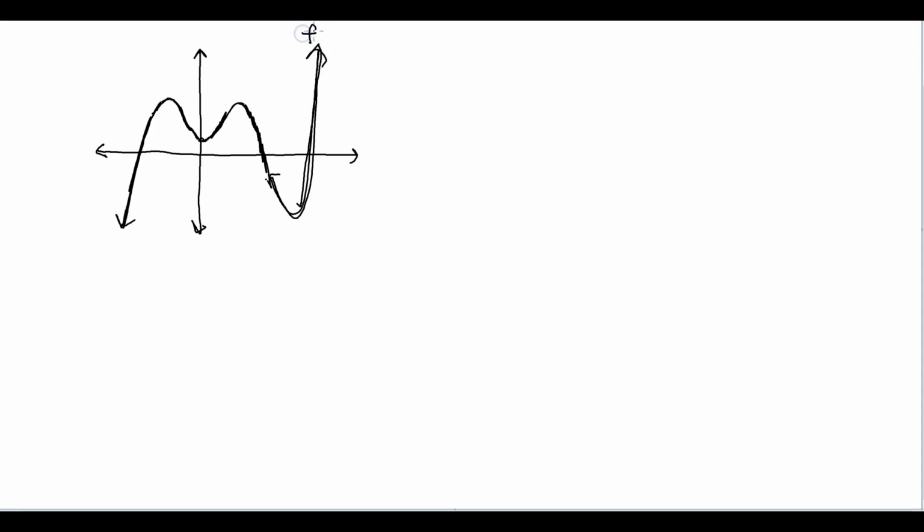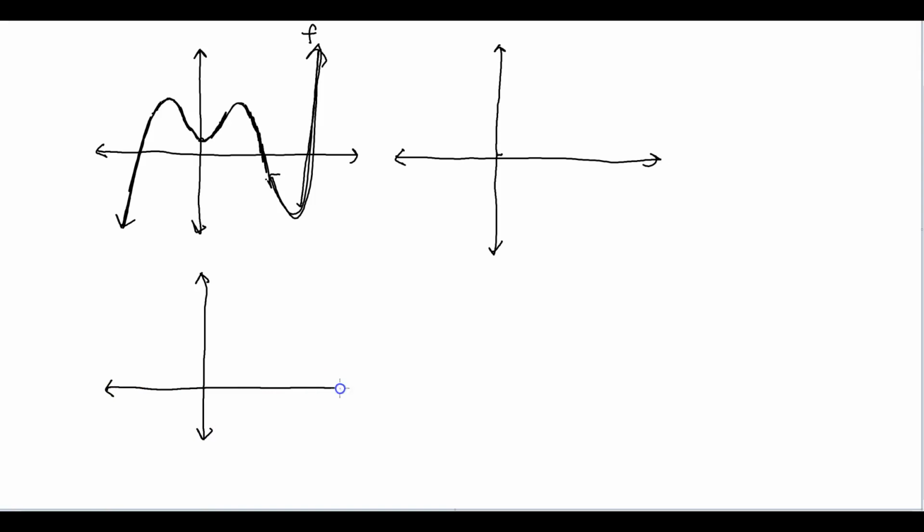This is f. So let's see if we can draw f prime and f prime prime just with this information. Just draw slightly better axes. Okay, so this is the graph for f prime. Try and make them as accurate as possible. It's f prime and f prime prime.